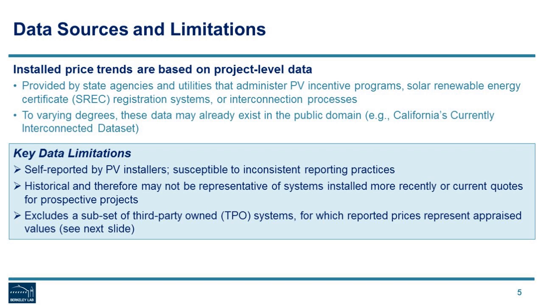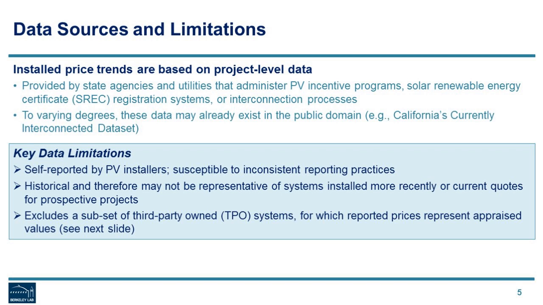So first and foremost is that these data are self-reported, and so there's always some potential for inconsistencies because of that. Second, the data, as I've noted, are historical. These are based on installed projects, primarily through the end of last year, and so there's definitely some lag here relative to what you might find if, say, you were to go out and get a quote today for some system installed at some future date. And that lag is generally going to be more pronounced for larger systems where there's a longer development timeline.